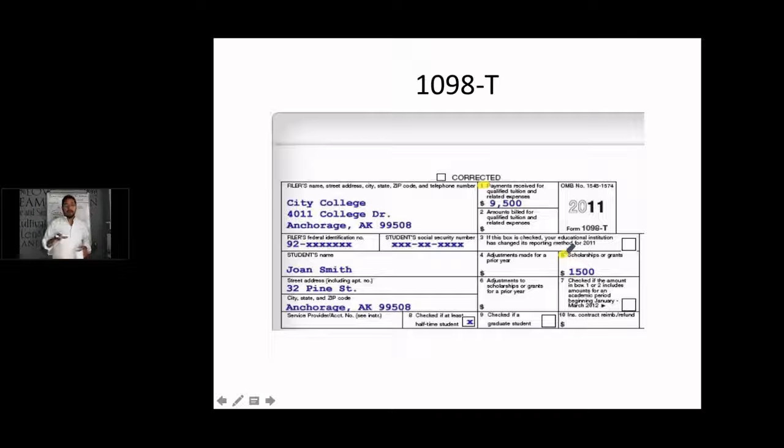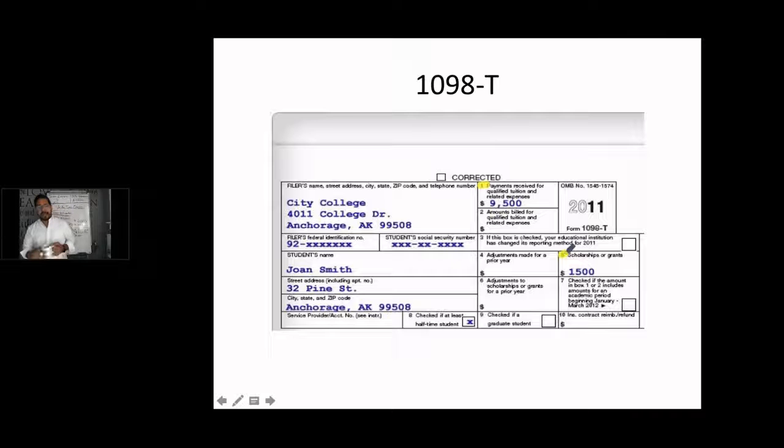Line 1. This is where I want you to make a note right now. Anytime you see a dollar amount on line 1, you need to ask your customer, did that money come out of your pocket? Do you have receipts for it? Can you prove to the IRS that it came out of your pocket? You know why? Because as you can see there, it says payments received for qualified tuition.